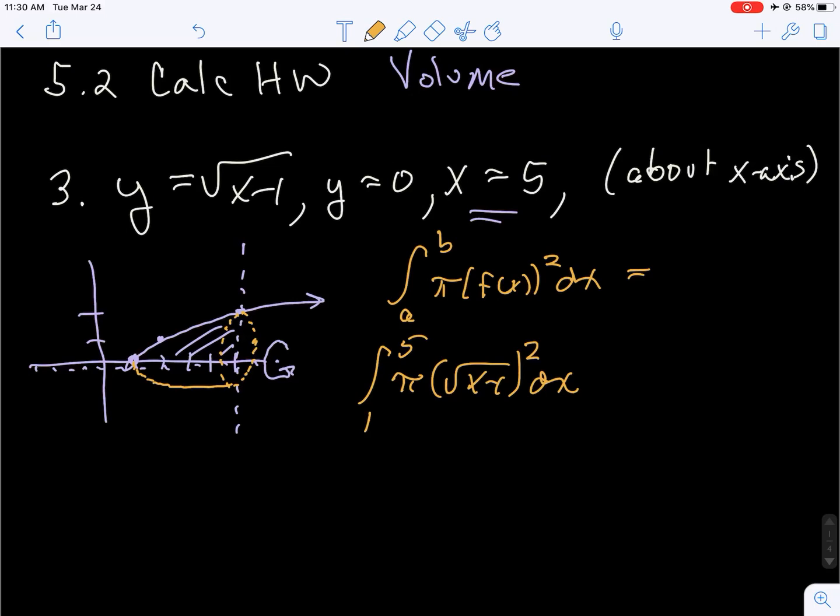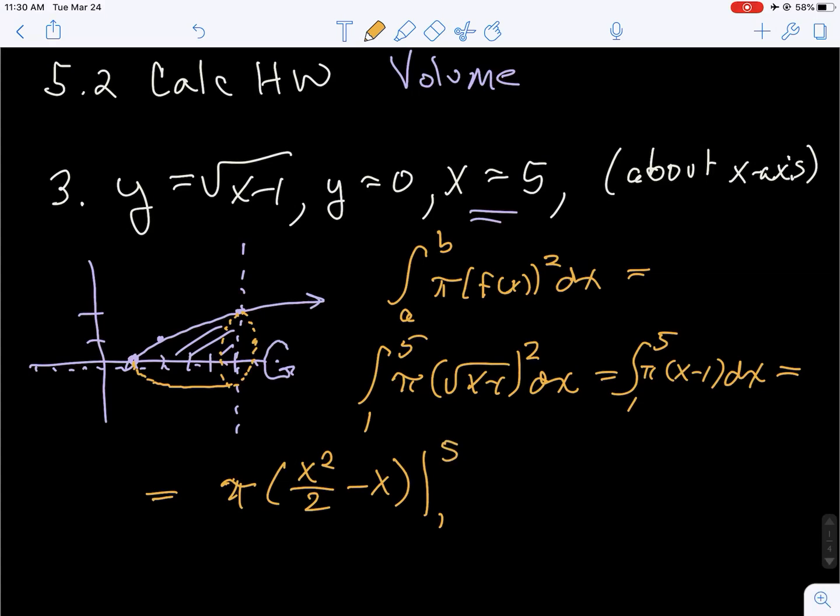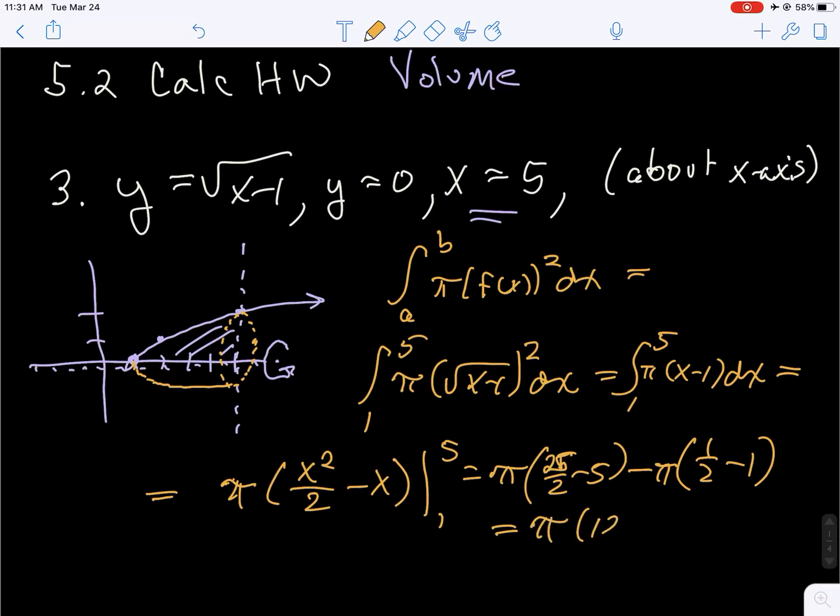Now what's great is when we square that square root, the square root pops off. The pi is just a constant. You can put it out front, or you can put it here like I am, whatever you want. And so then it's just a general antiderivative. We get pi times x squared over 2 minus x, evaluated from 1 to 5. So we get pi times 25 over 2 minus 5, minus pi times 1/2 minus 1, and you get pi times 12 minus 5 plus 1, which is 8 pi.